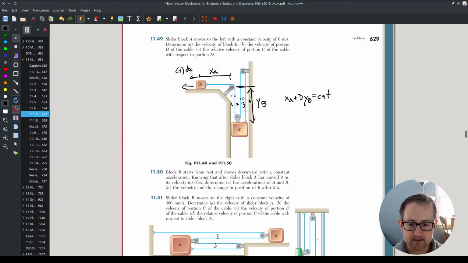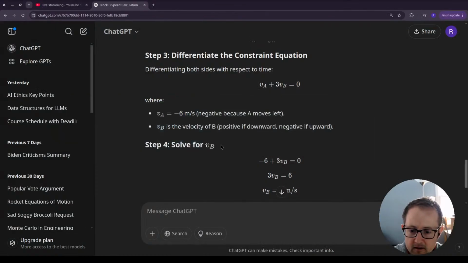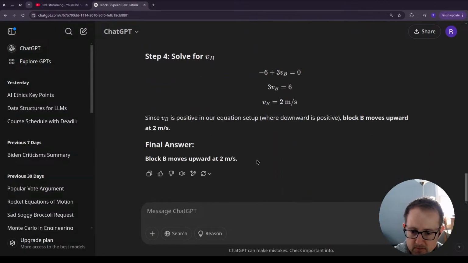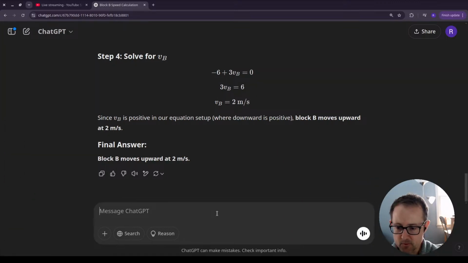So that's part of the confusion here, is that if this was actually a -6, so if XA was decreasing, then we would be right. Well, I mean, ChatGPT would be right. All right, so let's see if we can give it a little bit more information and have it give us some more info.